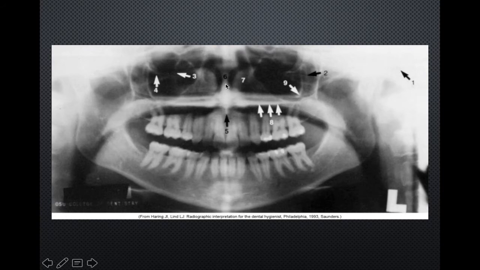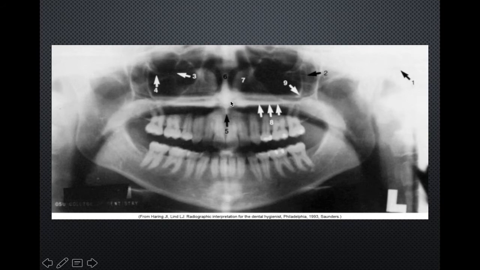Number 6, here's our nasal septum. Very easy to see again. Number 7 is a great image of our nasal conch. So that's going to be bilateral here. And then you can see around those as well, this more radiolucent area. So that's going to be our nasal cavity.